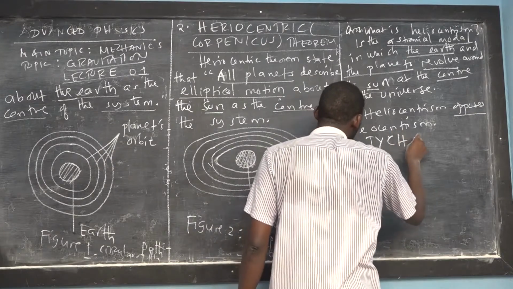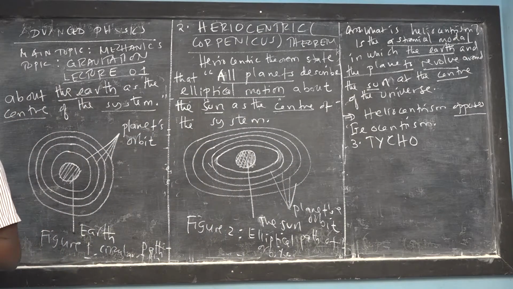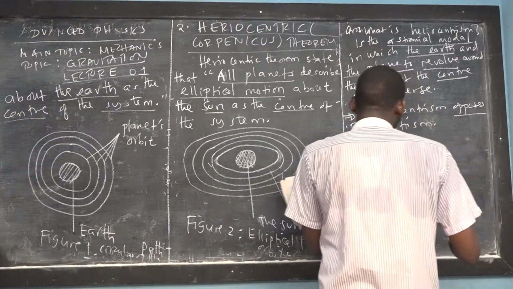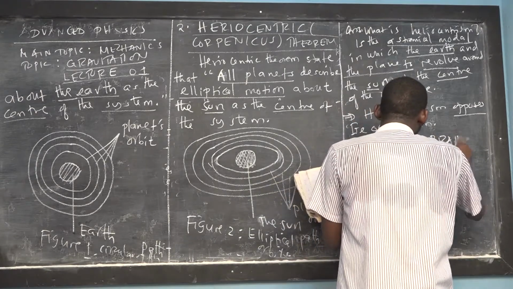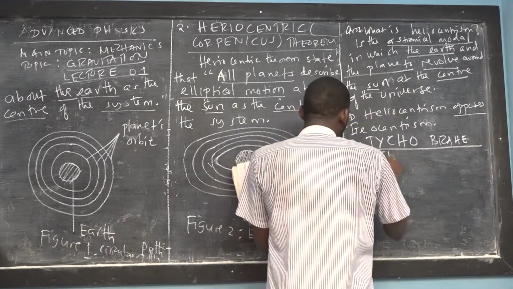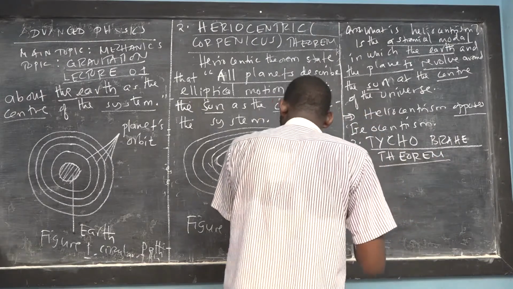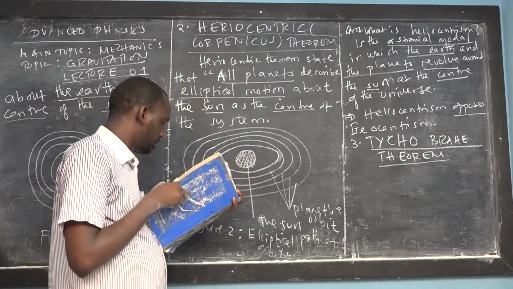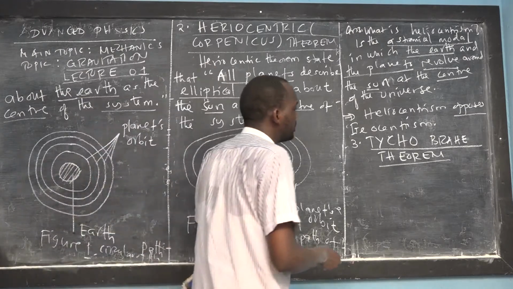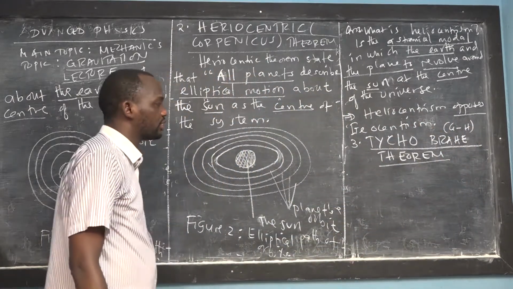Again, we have the same theorem. In physics, we call it the Tycho-Brahe theorem. Maybe my pronunciation might be wrong, but don't worry about that. Pronounce it correctly as you can. Some people call it the geo-heliocentric theorem. So in some books, we call it the geo-heliocentric theorem. G stands for geo, H stands for heliocentric.